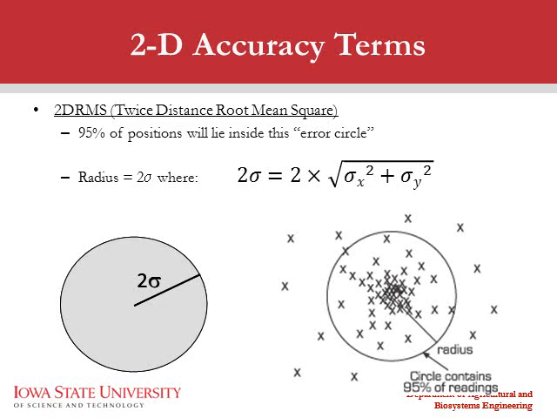2D RMS is the most common type of GPS measurement in typical precision ag systems. This represents 95% of the points, or has a 95% probability of being within this error. So 95% of our points would be inside our error circle. The radius of that circle is our 2 sigma level, and this is simply calculated as 2 times our original sigma measurement, which is the standard deviation of x squared plus the standard deviation of y squared, all taken to the square root.